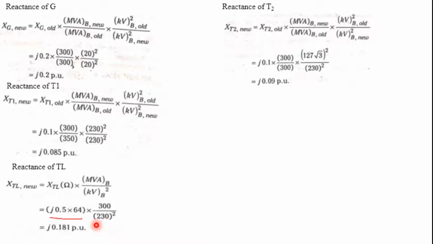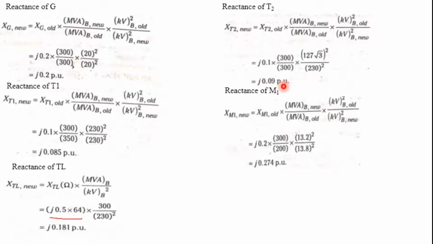Coming to the transformer T2, we are going with the HT side. So 0.1 into 300 by 300, new value and old value the same. On the HT side, it is star connected, 127 into root 3, square of this value, divided by 230, you will get 0.09.